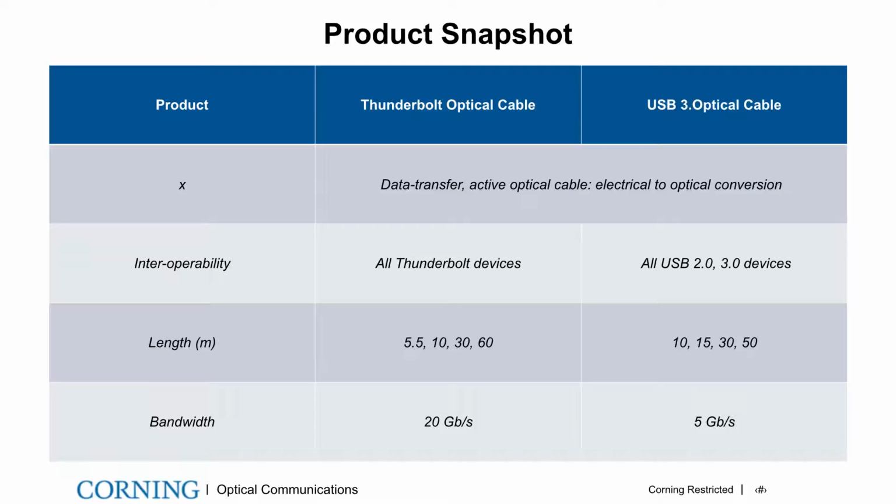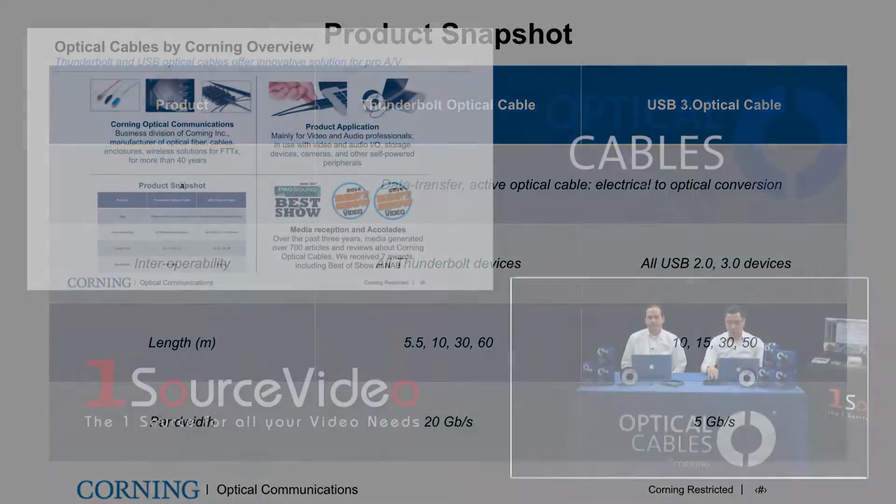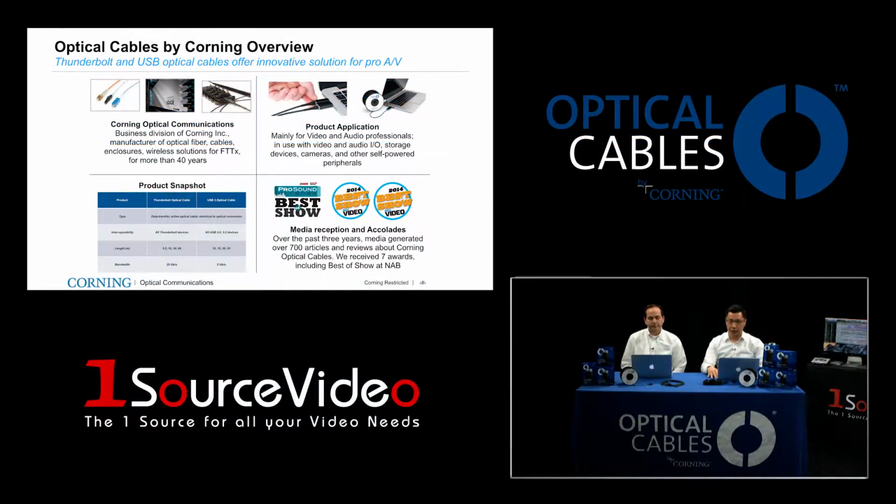The total bandwidth of our cable is 20 gigabits per second for Thunderbolt and 5 gigabits per second for USB. Our cables are mainly used by professional audio and video professionals, with video and audio interfaces, storage devices, cameras, and other self-powered peripherals, which Jamie will talk about more later. Over the past 3 years since we launched our cable, we have received tremendous excitement and interest from media and Pro AV user groups. We have generated over 700 articles and received 7 different awards, including Best of Show at NAB.